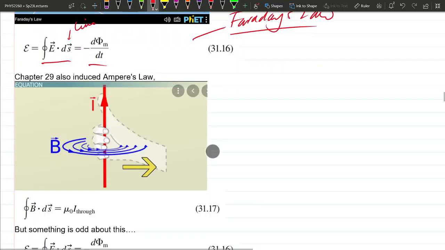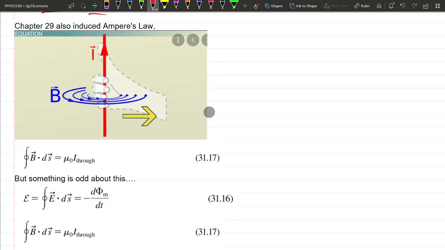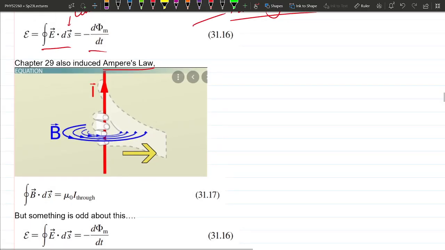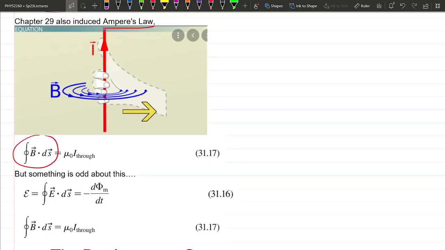The thing we learned most recently is also Ampere's law. Ampere's law is very similar to Faraday's law, where the left-hand side is also going to be some field dotted with some line integral, dot ds instead of dA.